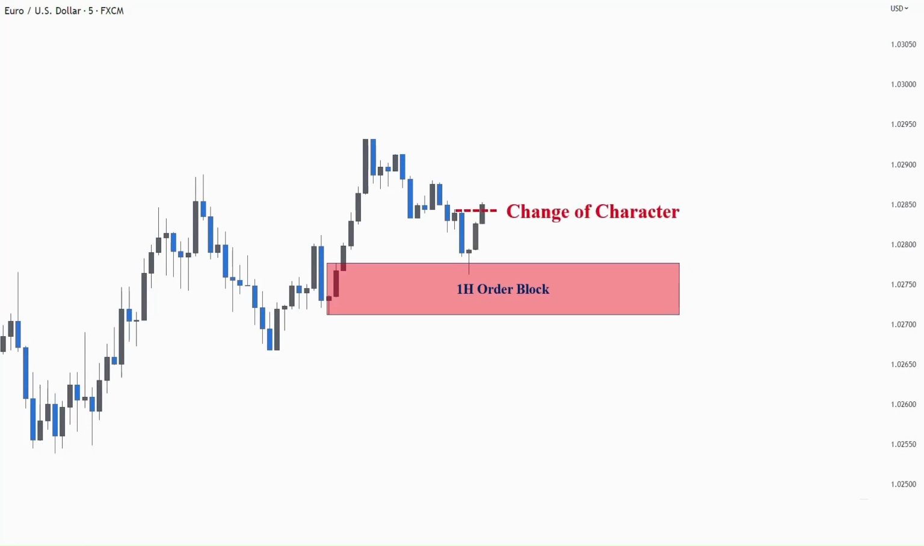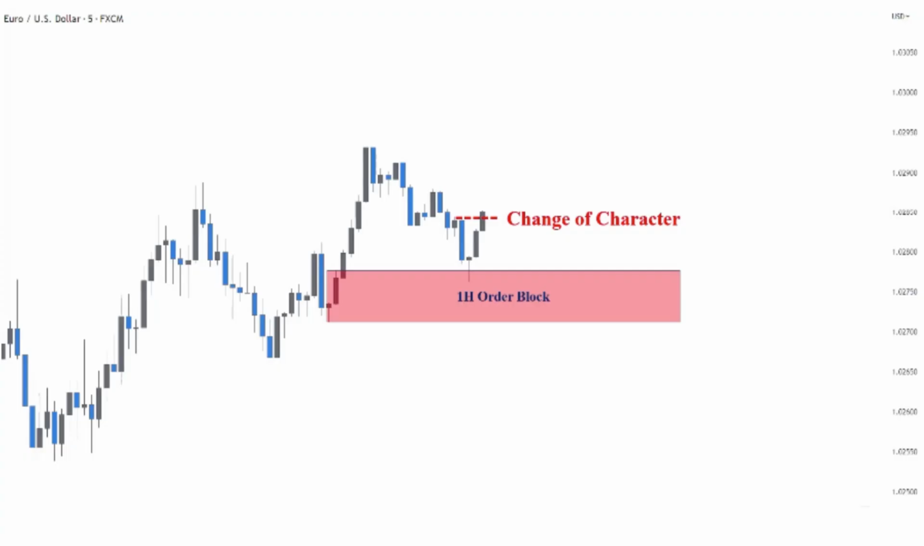In the second step, I wait for the price to get to my order block and zoom into the 5-minute time frame to execute the trade. After the price reaches the order block for the entry reason, I want to see a change of character formation to indicate the short-term downtrend is over and the market can potentially start to move to the upside. If we see no change of character, then we will have no trade.